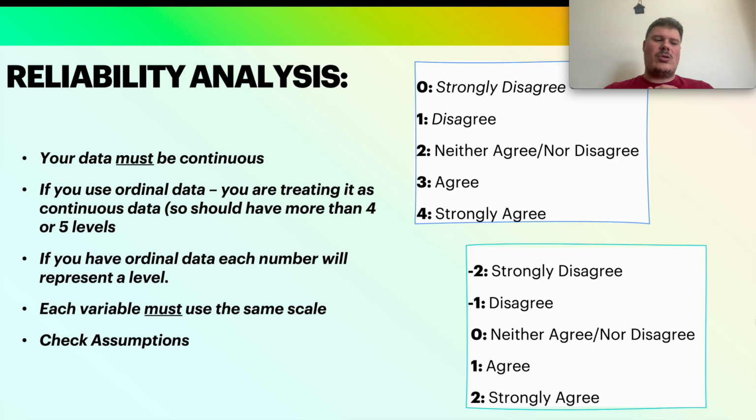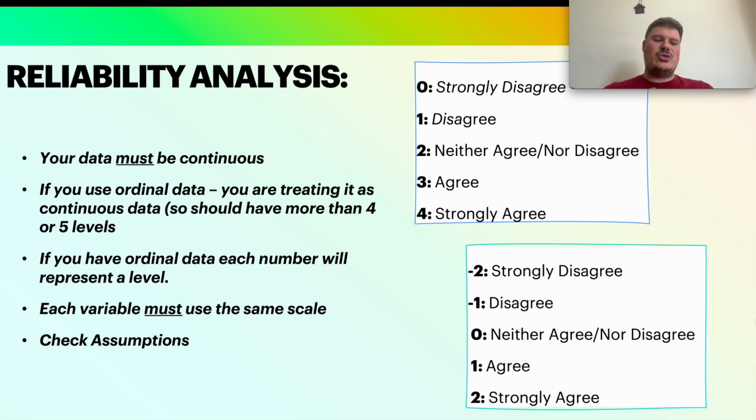If you are using ordinal data, each level, so strongly disagree to strongly agree, represents a number, and your computer program will have to have that number for you to be able to do your reliability analysis. So if you only have the text labels, make sure you input those numbers. Again, any good stats program should allow you to do that.